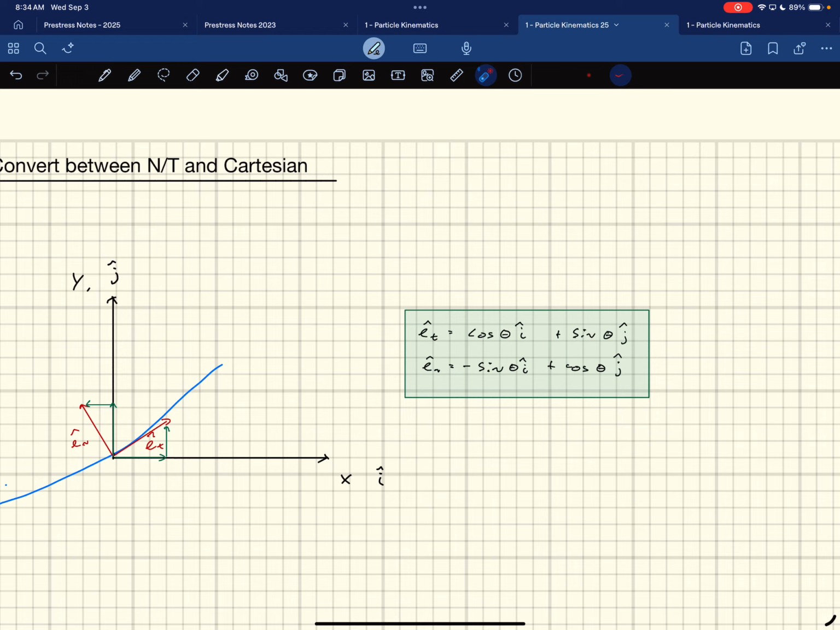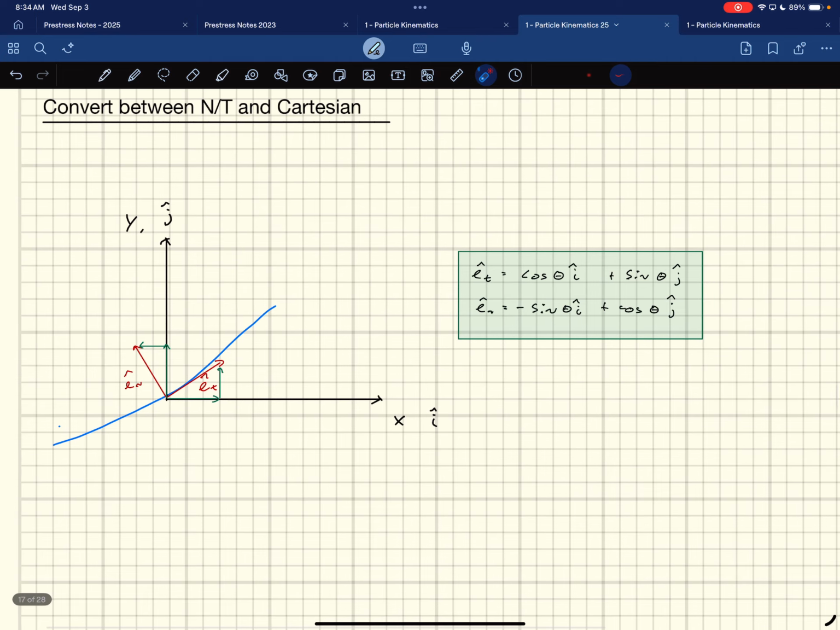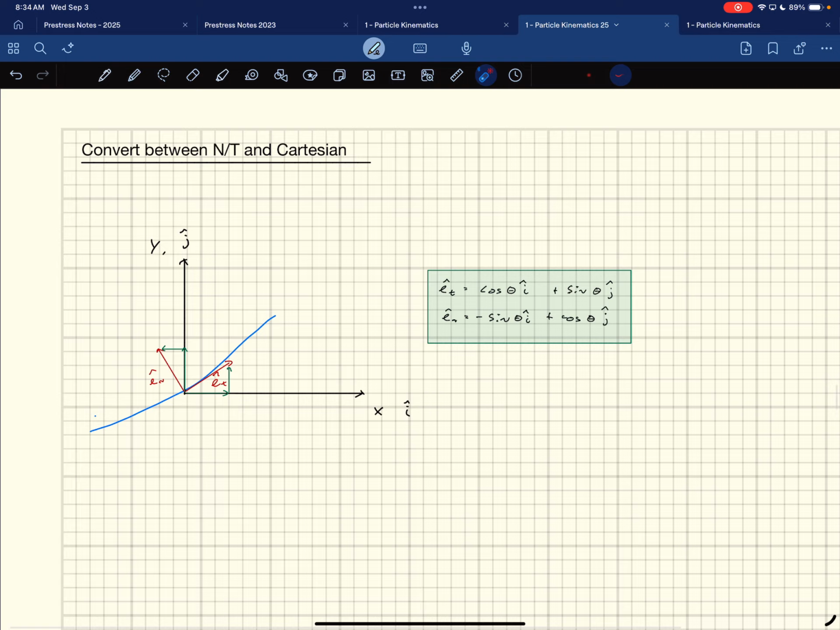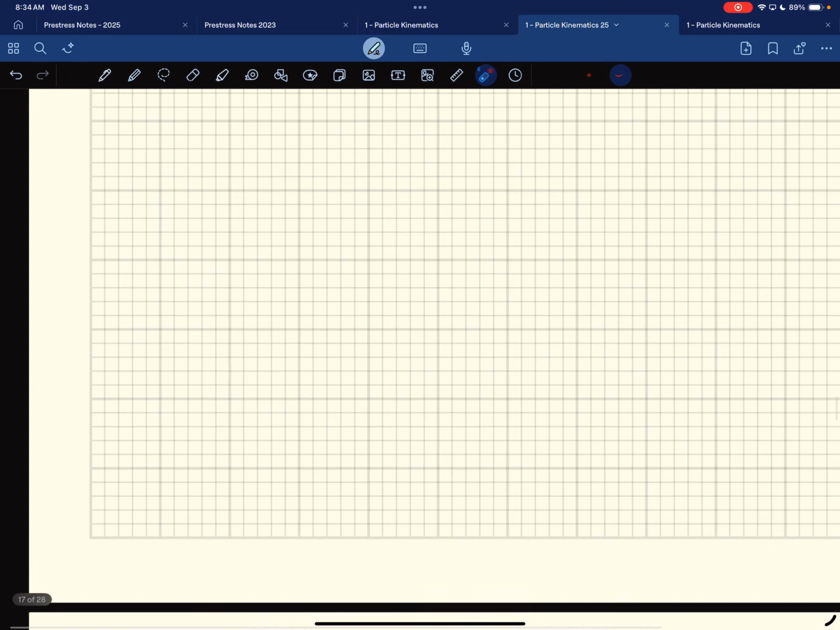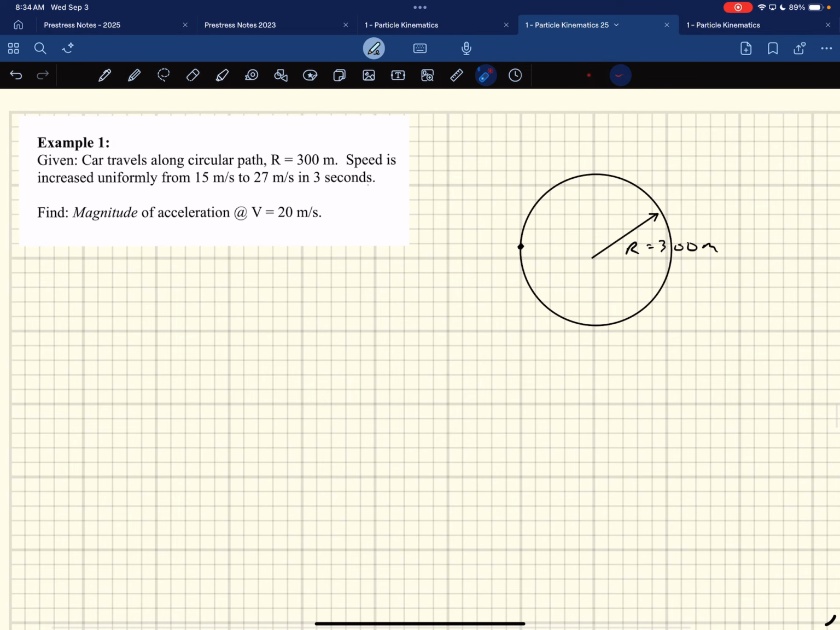We'll do an example probably next time that demonstrates that, just in case something like that might turn up. Okay, let's do an example so we can dive in a little bit. A car is traveling along a circular path, R equals 300 meters. Speed is increasing uniformly from 15 to 27 meters per second in 3 seconds. It wants us to find the magnitude of the acceleration when velocity is 20 meters per second.